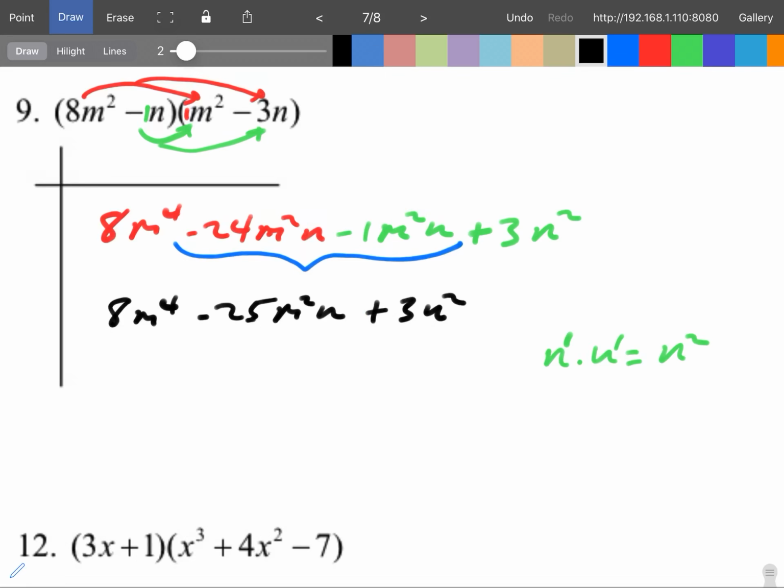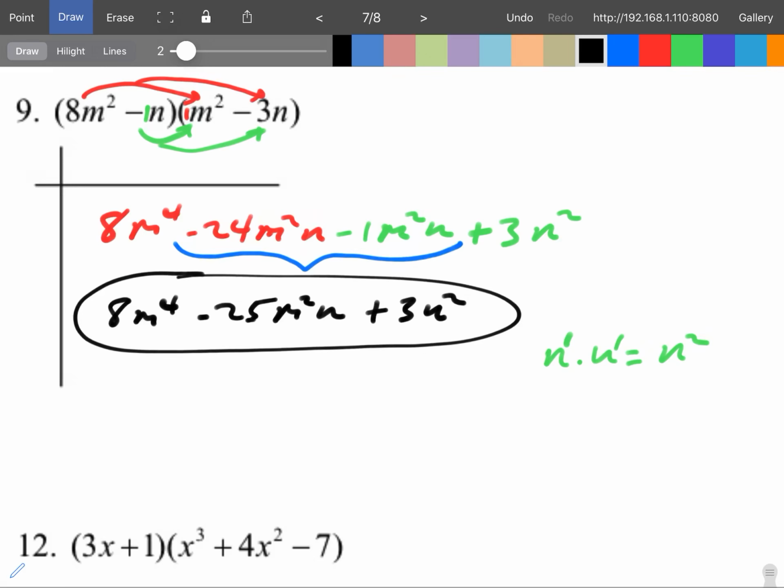You got an m to the fourth term, you got an m squared n term, and you have an n squared term. None of the variable parts match. They have to match exactly, including the power or exponent, in order to add or subtract the terms. So since you don't have any like terms that you can add or subtract, then that's your answer.